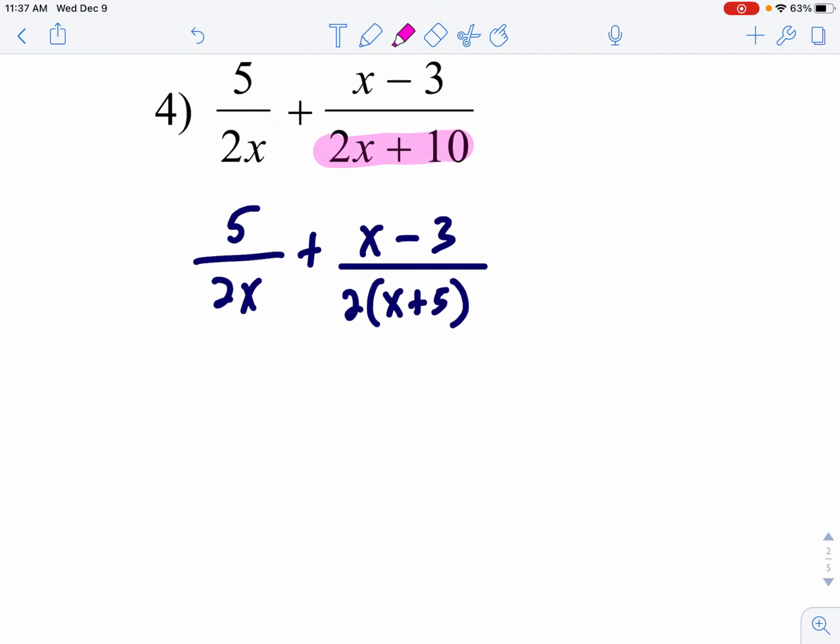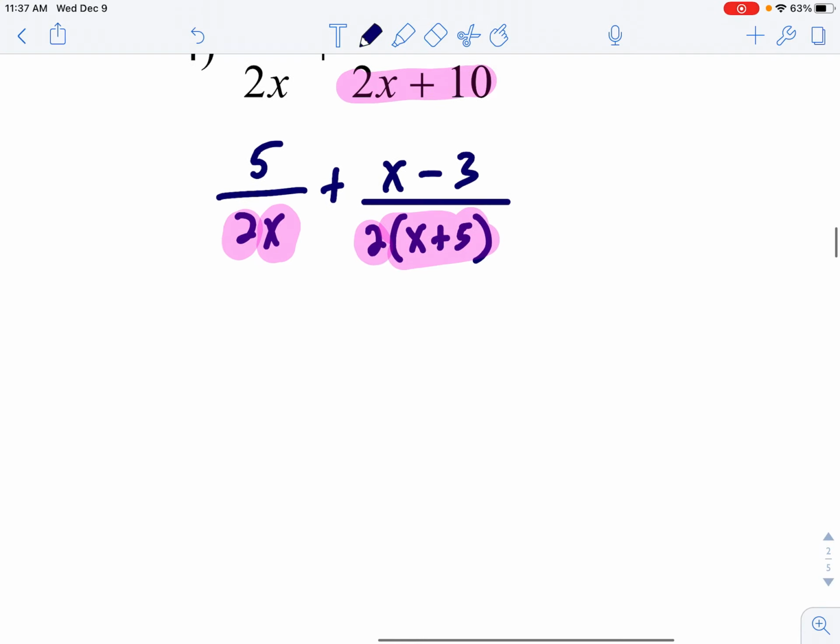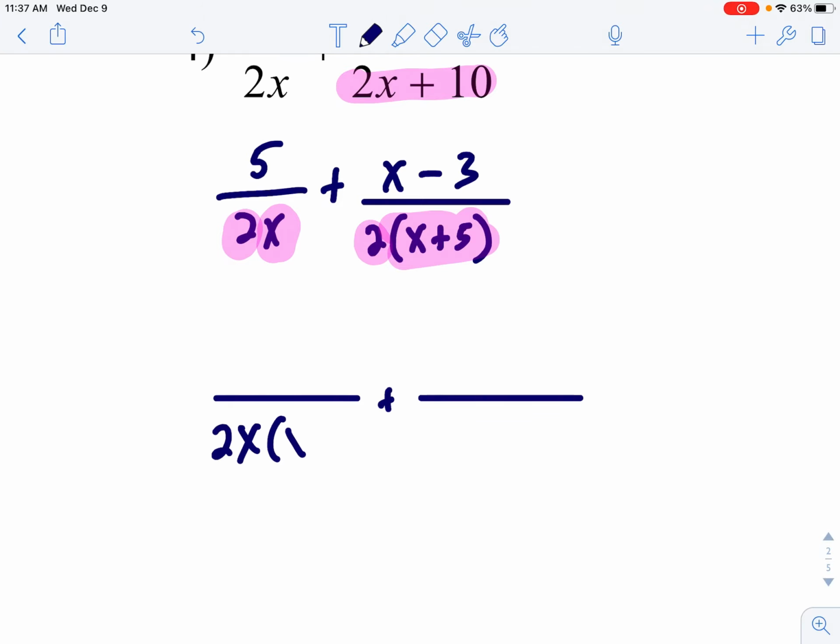So now we see the components of our common denominator. Our denominator has to have a 2 in it, it has to have an x in it, and it has to have an x plus 5 in it. So my common denominator here has to have a 2, an x, and an x plus 5.